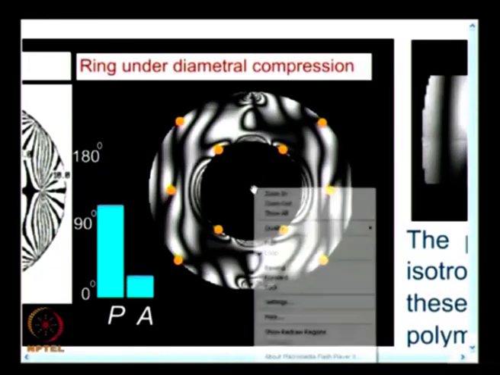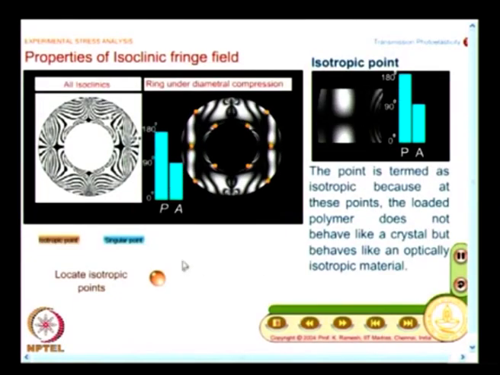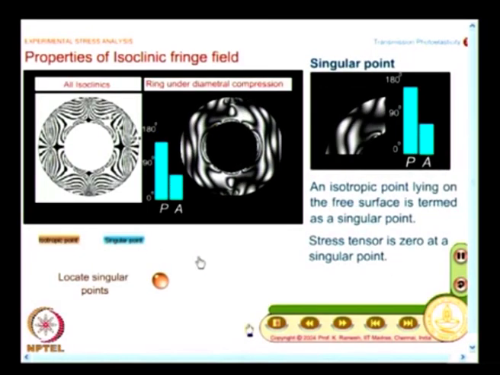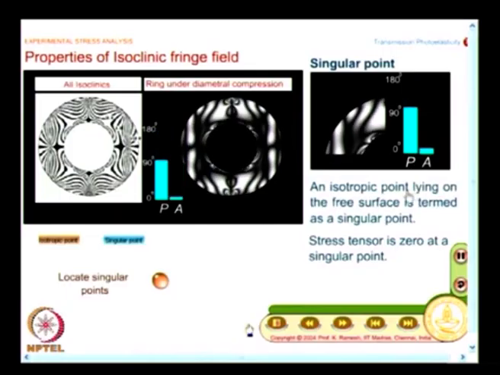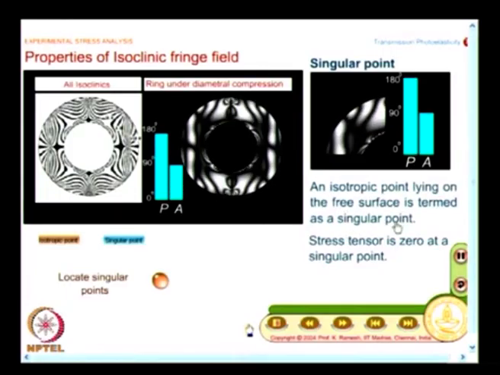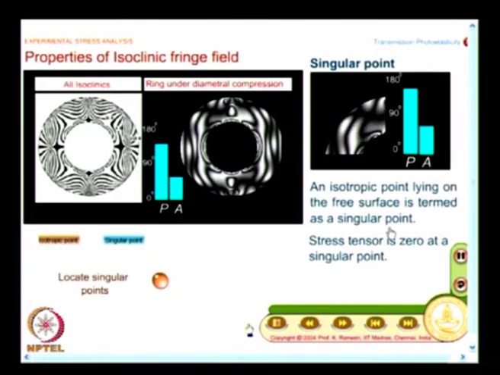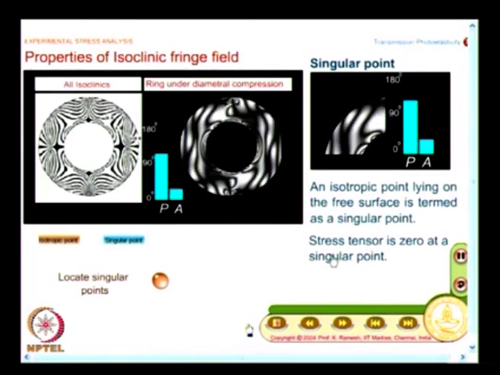And so, 10 isotropic points have been identified, and we also subclassify. When I have an isotropic point lying on the boundary, I will label it by another name. I will call it a singular point. So, what we say is an isotropic point lying on the free surface is termed a singular point. So, what happens in a singular point? We not only have fringe order 0, but stress tensor is also 0.